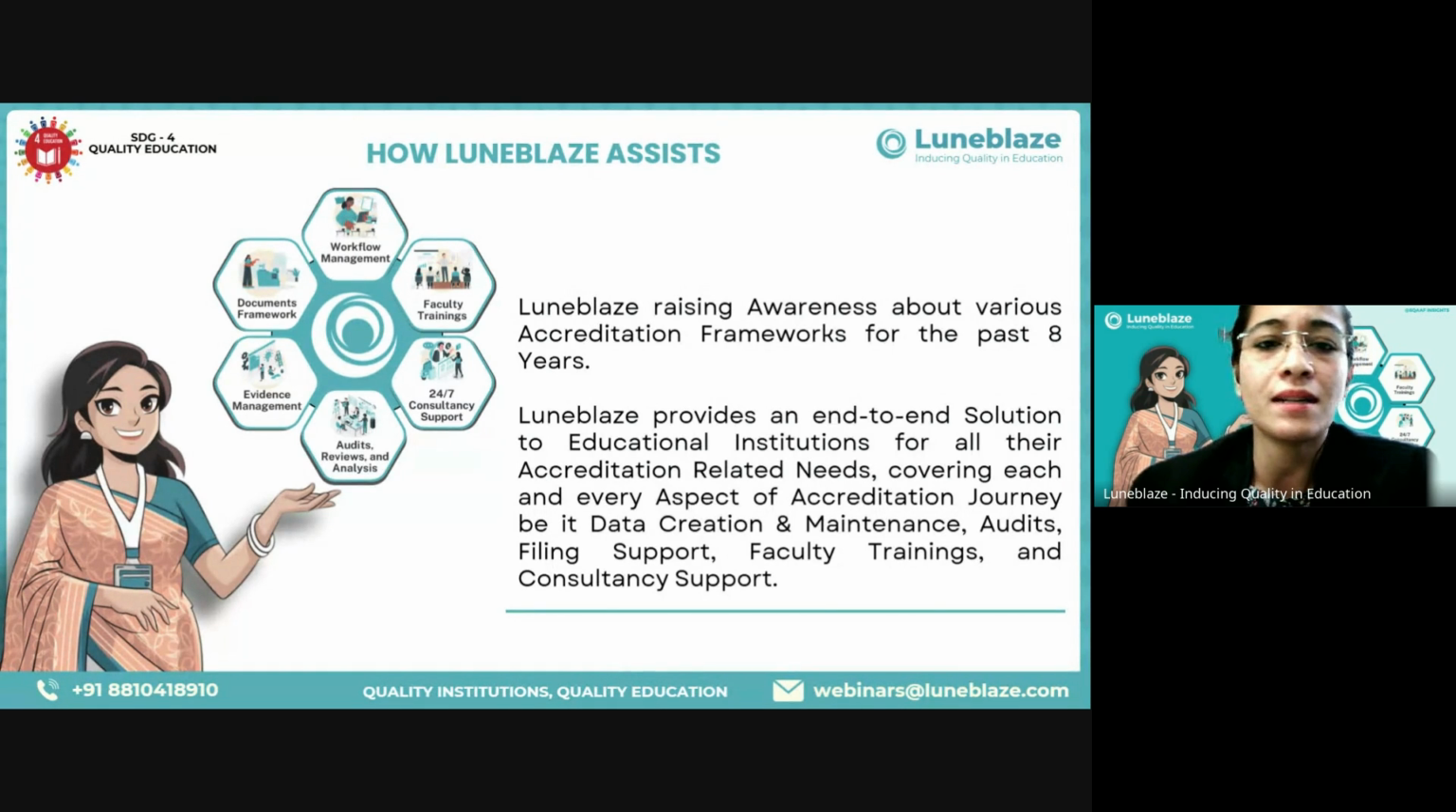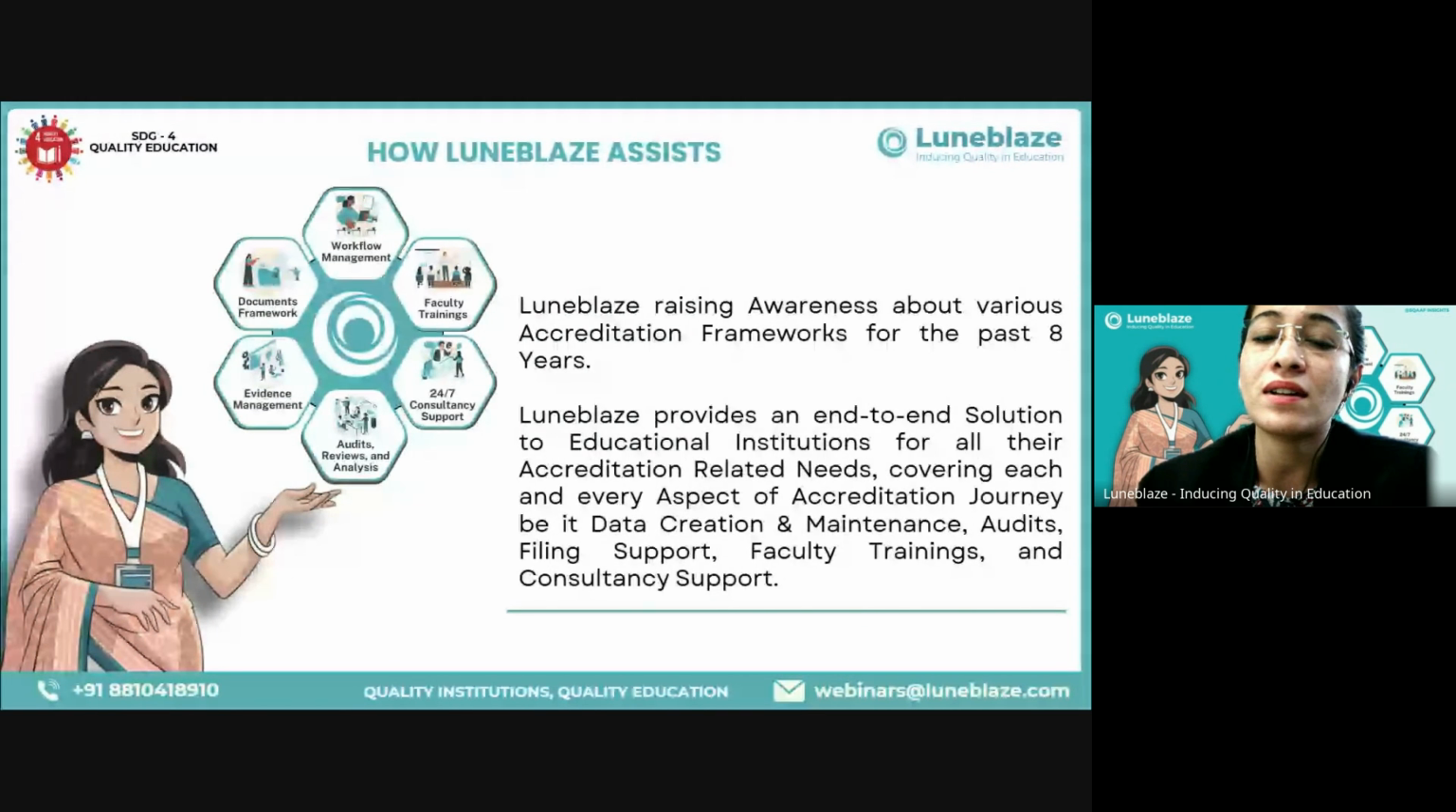Whether it is compiling ACPPs and calendars, tracking school events, conducting reviews, or offering 24/7 consultancy support, Luneblaze ensures that schools are not only compliant, but also well prepared for their annual self-assessment. Let's now take a close look at how Luneblaze supports schools step by step across the SQAAF journey.